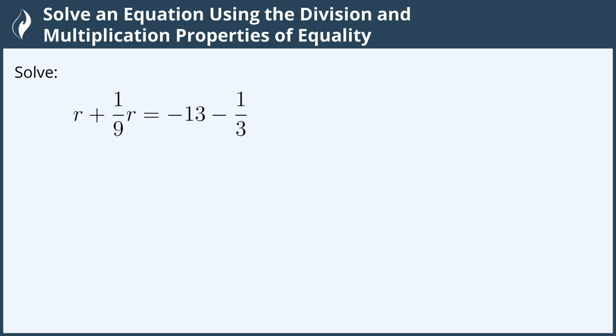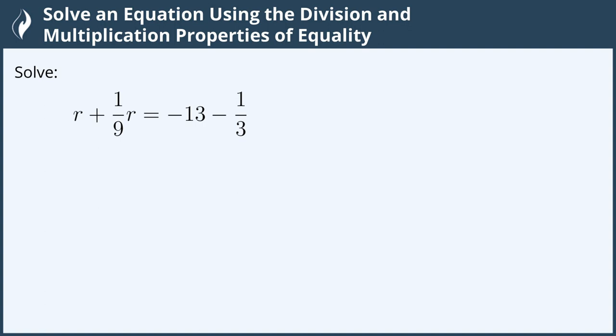Hi everyone! In this video, we will solve an equation using the division and multiplication properties of equality. Solve r plus 1/9 r equals negative 13 minus 1/3. To combine like terms in this one, we'll need a common denominator.